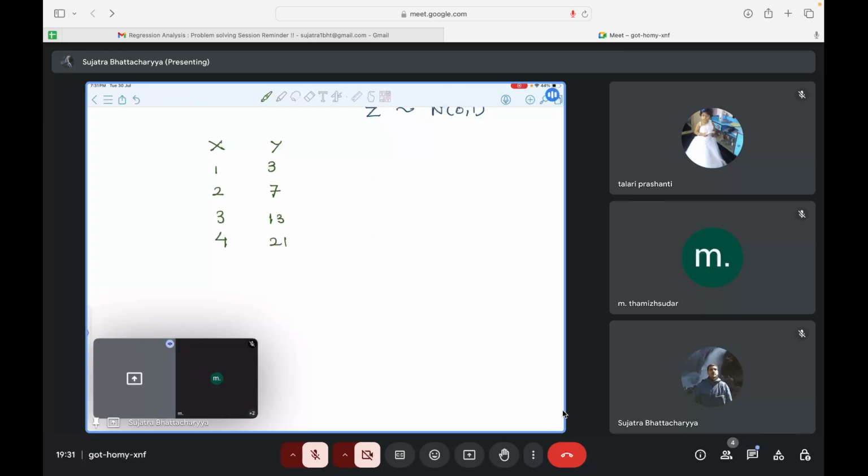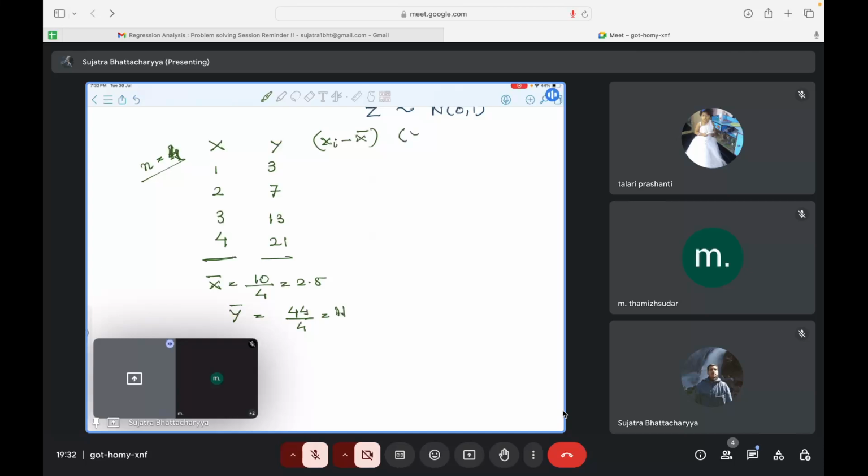I have not taken too many samples, though it is good to take many samples. So here n is 4, the total number of samples. Let us calculate xi minus x bar. First, what is x bar? 1 plus 2 is 3, plus 3 is 6, plus 4 is 10. So 10 by 4, which is 2.5. What about y bar? 3 plus 7 is 10, plus 13 is 23, plus 21 is 44. So 44 by 4, which is 11.